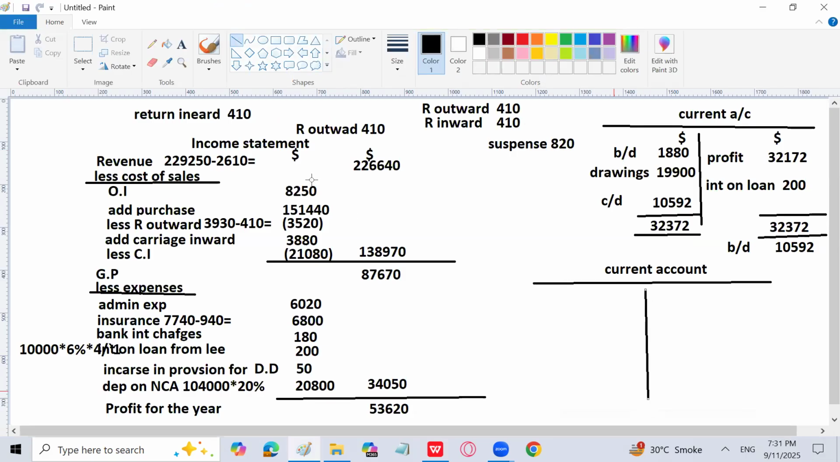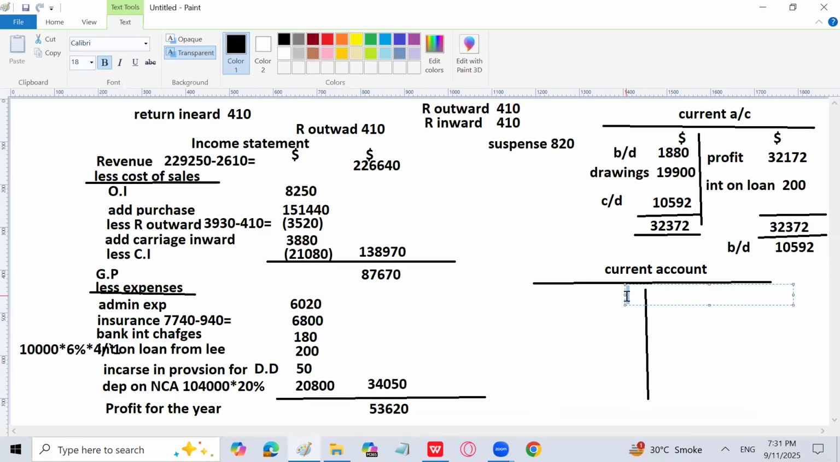Because the examiner has asked to prepare the current account of only Lee. So we are preparing the current account of Lee again for the second time, but with other adjustments. Brought down will remain the same, that is 1880. Drawings will remain the same, obviously. That is going to be 19,900.